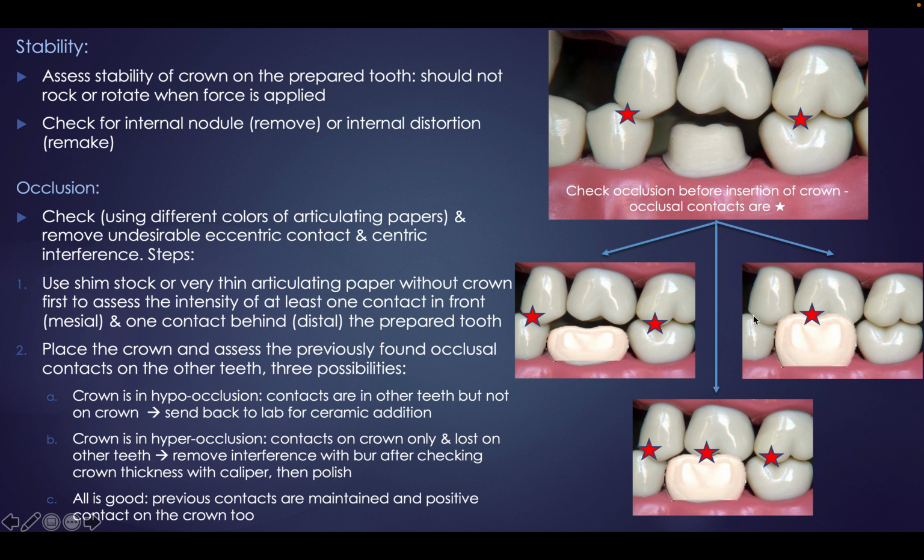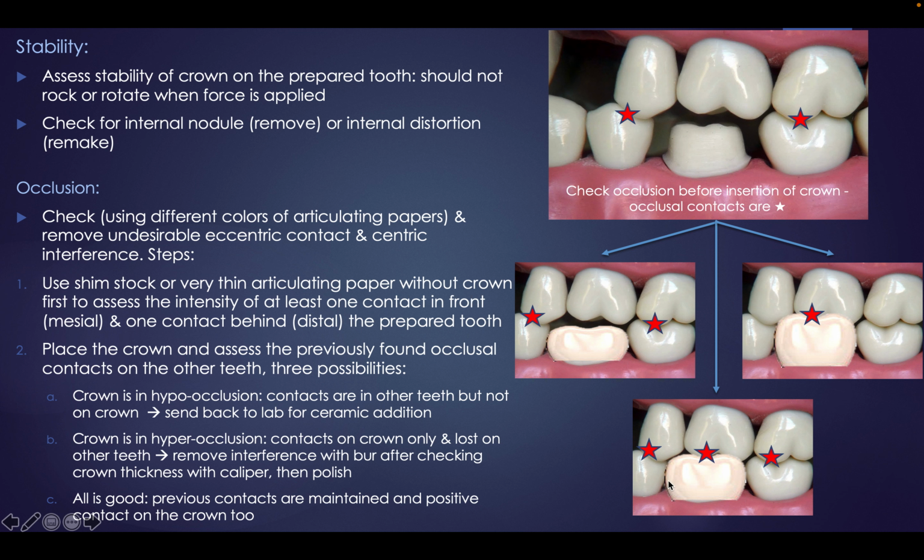Now, if you have no contact here and no contact here and only contact here, it means that the crown is in hyperocclusion and you need to adjust, remove this until this tooth and this tooth are back to their original contacts. But you need to make sure you are measuring it with a caliper, because you don't want it to be less than the occlusal thickness that you have created. Otherwise, you have to re-prep more space and take a new impression.